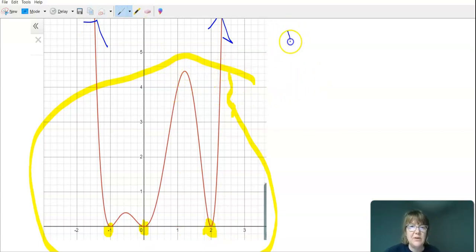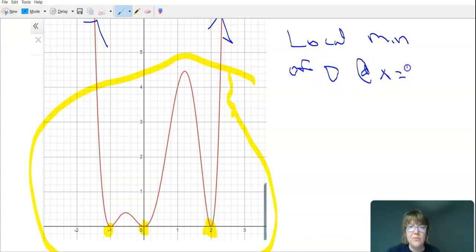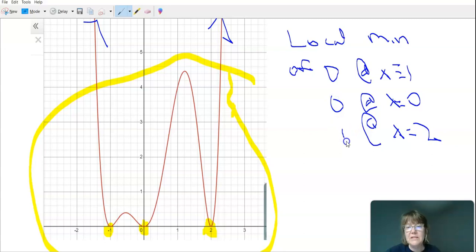Sometimes we could say there is a local min of 0, right? That's my y value. So the lowest value of the function is 0. And then that would be at what? x equals -1. Or maybe at x equals 0, and the other one at x equals what, 2? Sometimes they might write these as ordered pairs, so local min at (-1, 0), (0, 0), (2, 0). So it just depends on your textbook and the question.